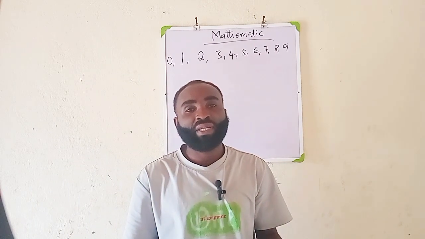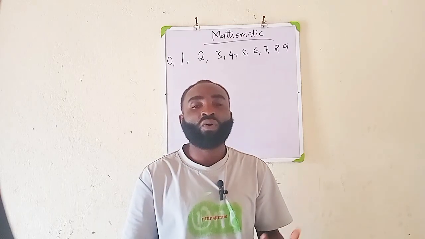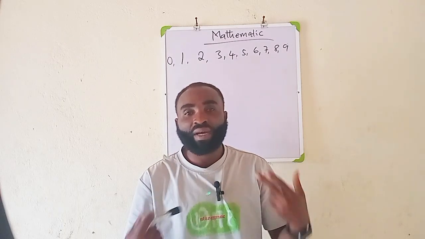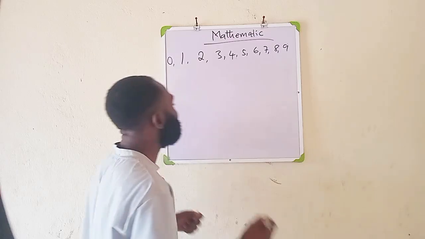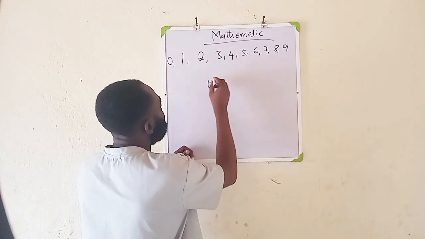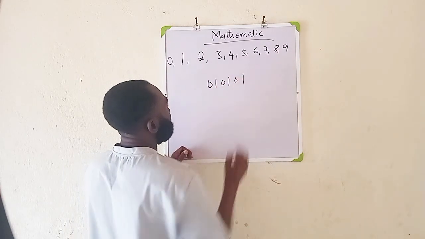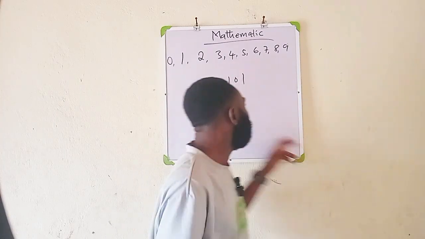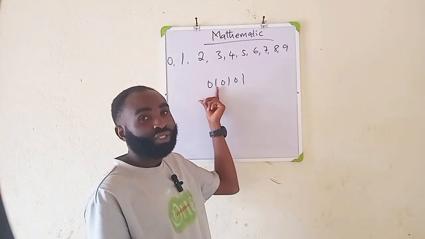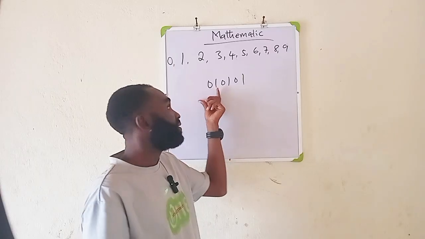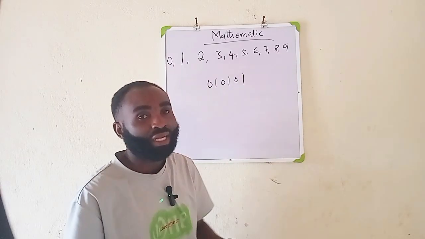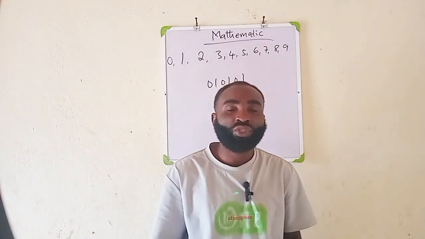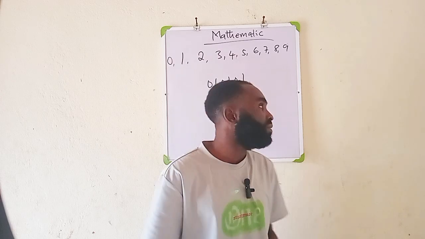But in programming, in computer science or computer engineering, we use basically base 2, which is 0, 1, 0, 1, 0, 1. That is binary. It is only 2 digits that we use in the binary system, which is only 0 and 1, used in computer programming.